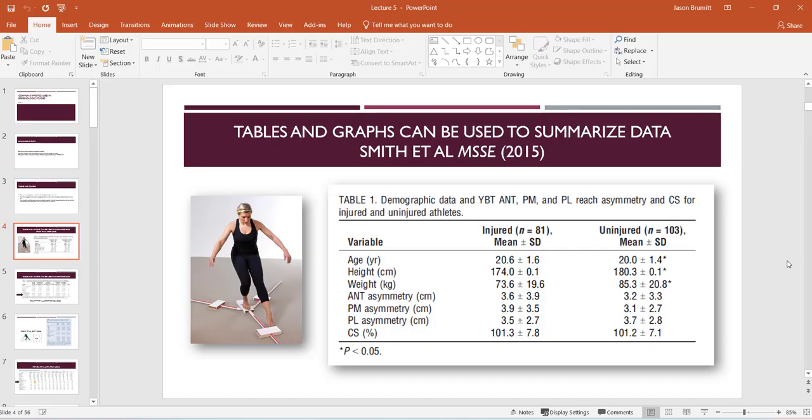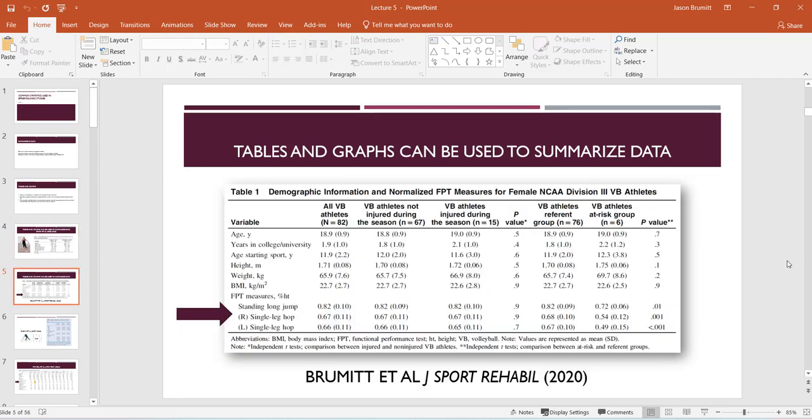And what's interesting is only age and anthropometric measurements were significantly different. The asymmetry scores weren't significantly different. So that was kind of an interesting finding there, even though they did go on to report that with asymmetry, there was a greater risk.